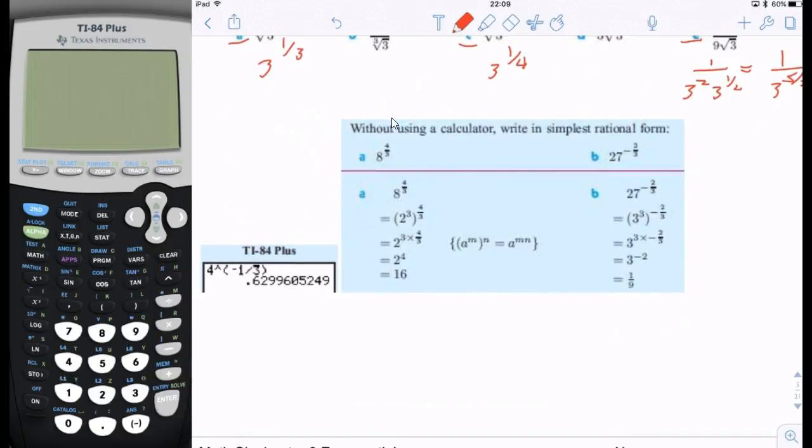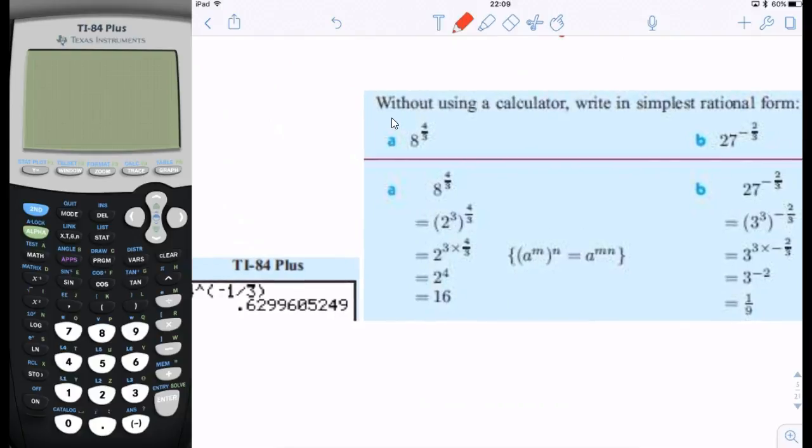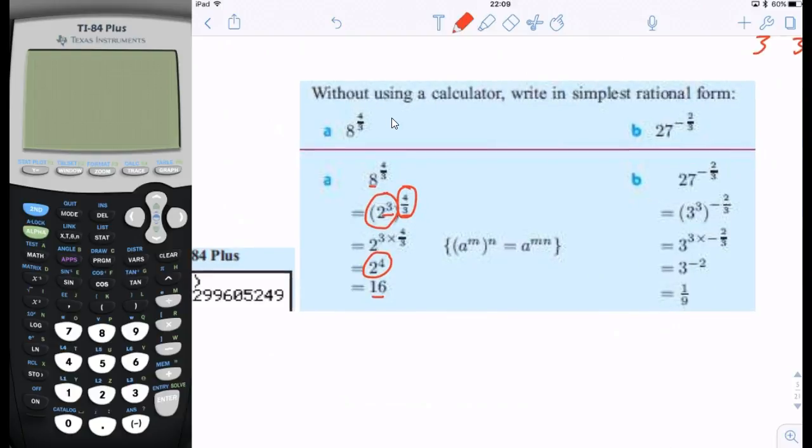All right, without a calculator, write in the simplest rational form. So here we have 8 to the 4/3. If we have 8 to the 4/3, we can take the 8 and we can factor it into 2. So instead of 8, we're going to put 2 cubed, and that's to the 4/3 power. Now, it's an exponent to an exponent, so you can multiply those together. 3 times 4/3 is going to give you 4, so that's 2 to the 4th, and that gives you 16, right?